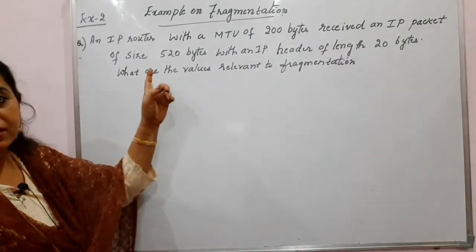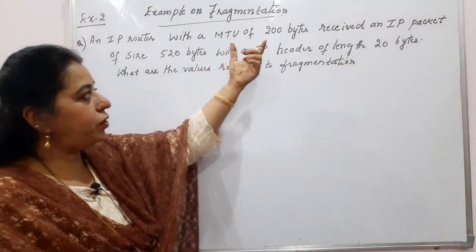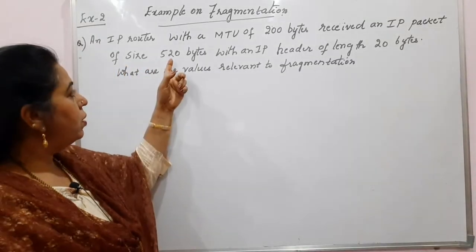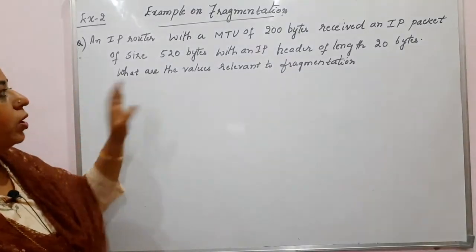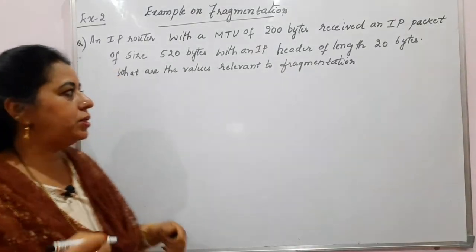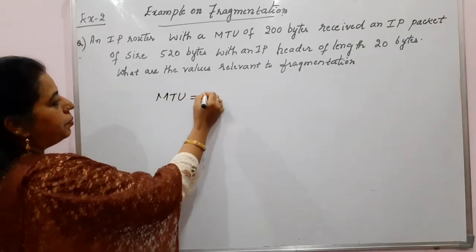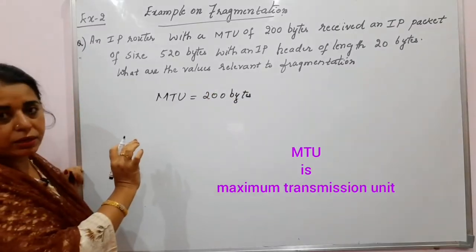The problem statement says that an IP router with an MTU, that is maximum transmission unit, of 200 bytes received an IP packet of size 520 bytes with an IP header of length 20 bytes. What are the values relevant to fragmentation? Now, first and foremost, in the problem statement it is very clearly mentioned that MTU is 200 bytes. Fine. What is MTU? Maximum transmission unit.